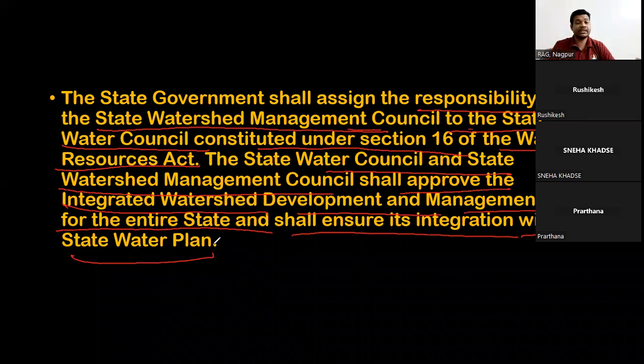So there are these two agencies at the government level, and these agencies shall integrate together, and they must take steps for integrated watershed management and development.